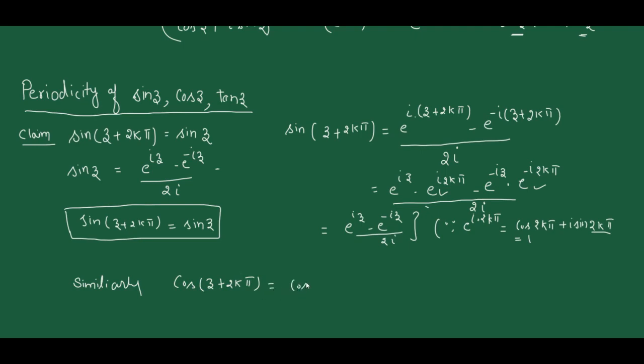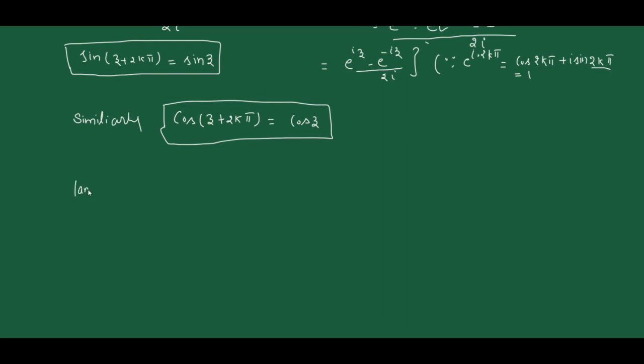You can use the same argument to establish this result. Okay, in this sequence we now show that the tangent z is a periodic function of period n pi. Now we show that tangent of z plus n pi, or k pi you can write, is the same as tangent z. Now first we apply the expression for the tangent of a complex number. So what is the expression for tangent of a complex number?